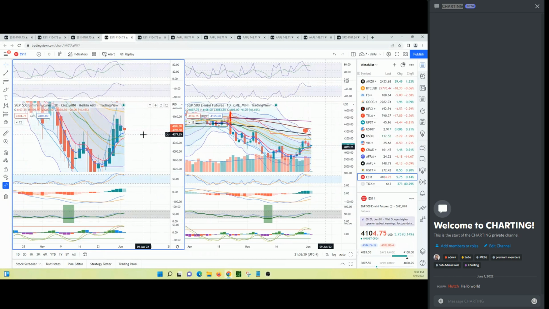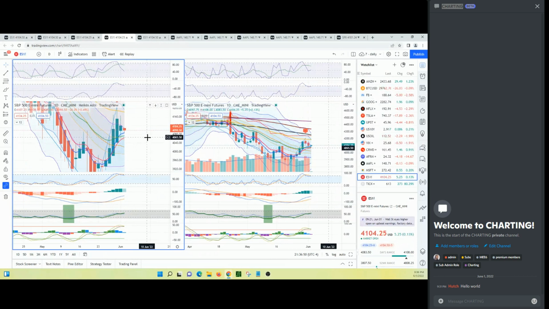If it breaks below the 8, then we're looking for a push down into the 21, then the 8, and then perhaps if that fails, an easy hit of 4050 to 4055. That's the range. And if that breaks, then we're looking for a push into the mean, 4020.